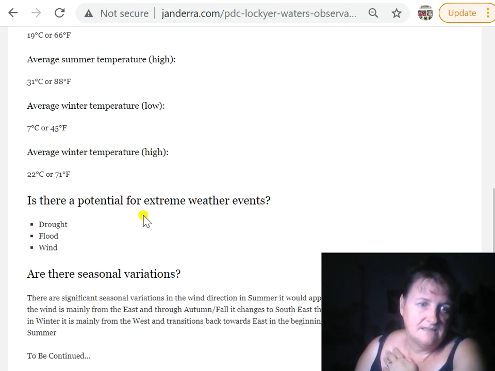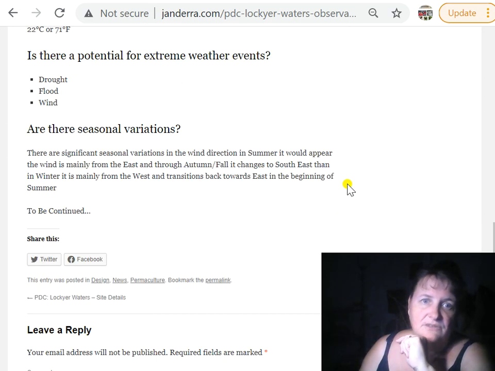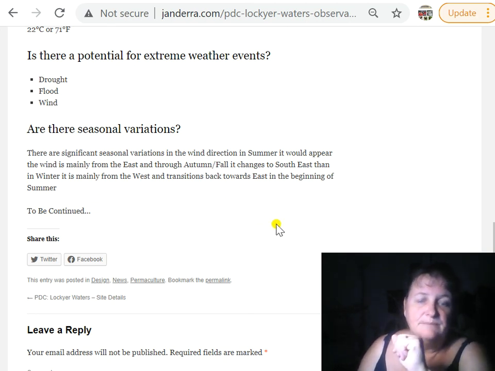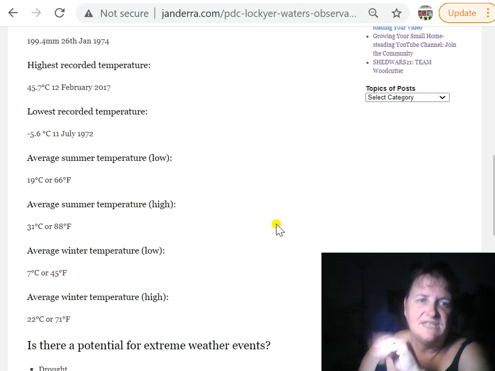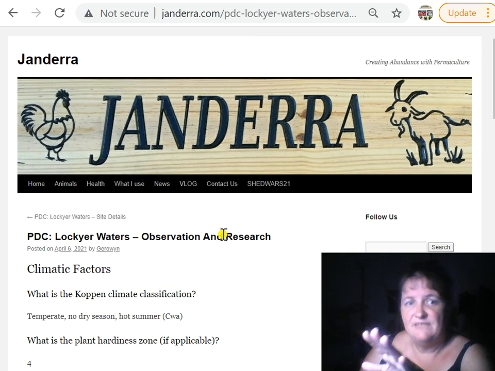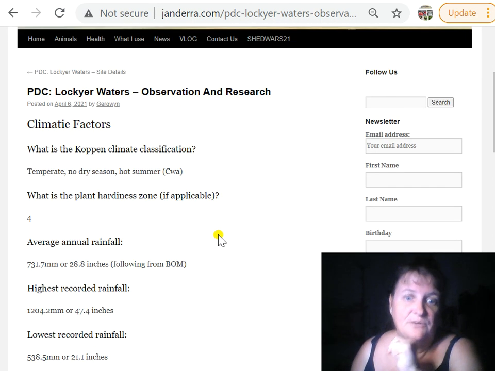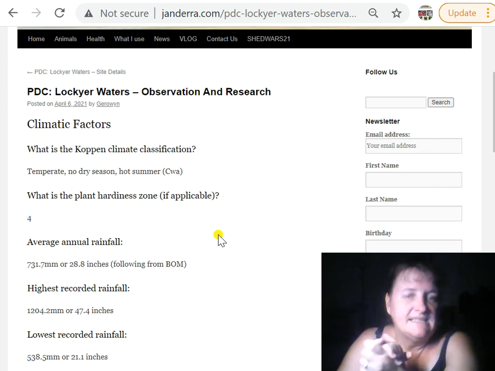So yes, there are definitely some issues, and as I showed you on the Willy Wind website, there is significant seasonal variation in the wind. So yeah, it's really, really interesting. Now there's a lot more to a permaculture design and more observations and research that you can do, and I will be doing more in the future. I just haven't quite finished, but that is my property in a nutshell.